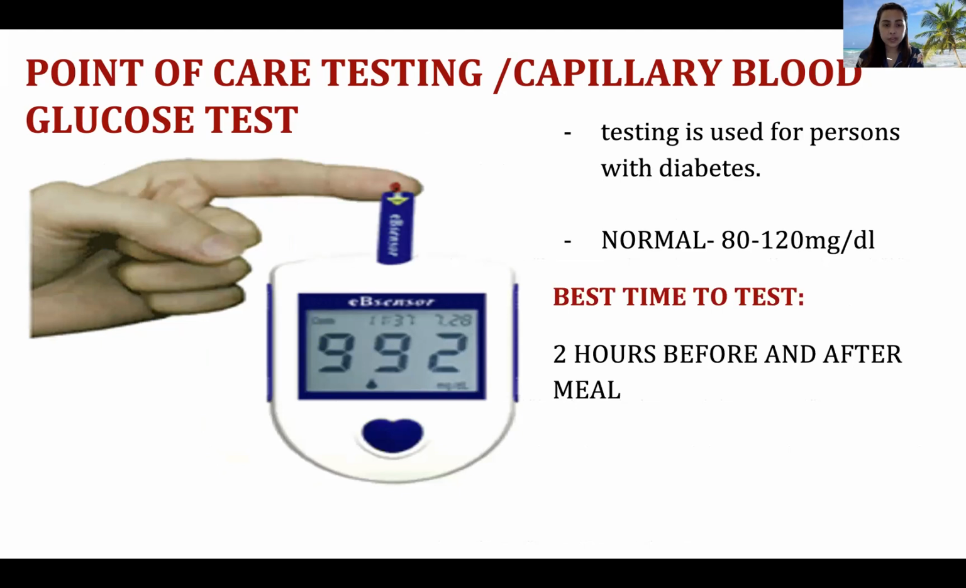So this is point of care testing. It is a test used for persons with diabetes. What is the normal point of care testing or capillary blood glucose test result? The normal is 80 to 120 mg per deciliter. So please put the unit. What is the best time to test for CBG? 2 hours before or 2 hours after a meal, because this is the time when your food is being absorbed by your body.